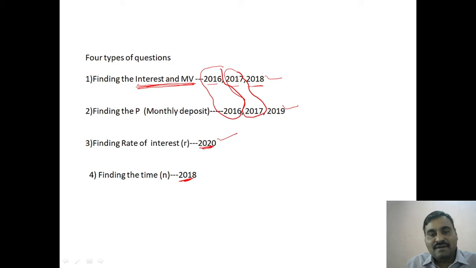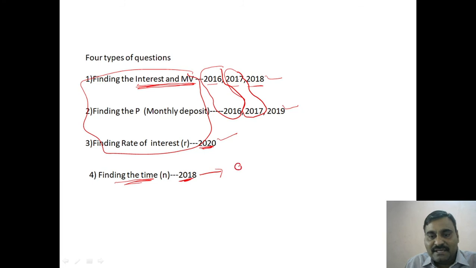Even if you take from 2015 onwards, at that time even the savings bank account was included. Now that topic has been removed from your portion. If you see from 2015 onwards, another 5 years back also, only these four types of questions repeat. So if you are perfect in finding the interest and maturity value, the monthly deposit, and the rate of interest, these first three are of the same type, but for the last one, finding the time, the simplification differs a little at the end.